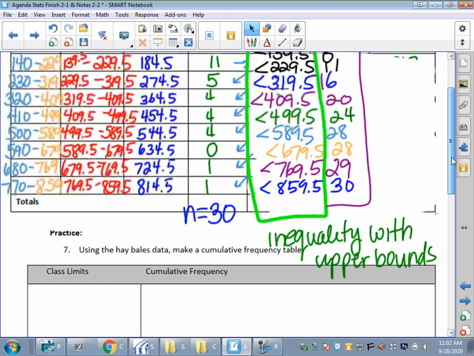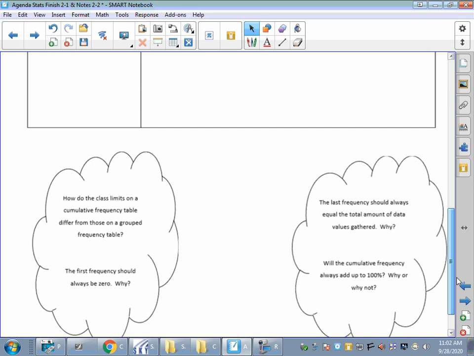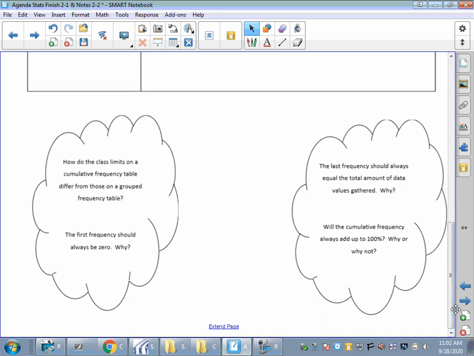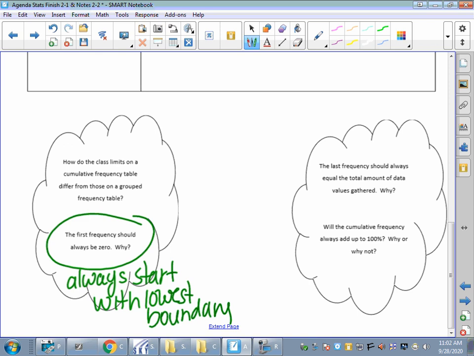I'm going to scooch down. I know people are looking, but let me scooch down because that's a mess. First frequency should always be 0. Why? Isaiah? Yeah, it could be ambiguous if you start with a number. We have to get an idea of where our data begins. So we always start with our lowest boundary so that we know that our data really is grouped within a set of values.